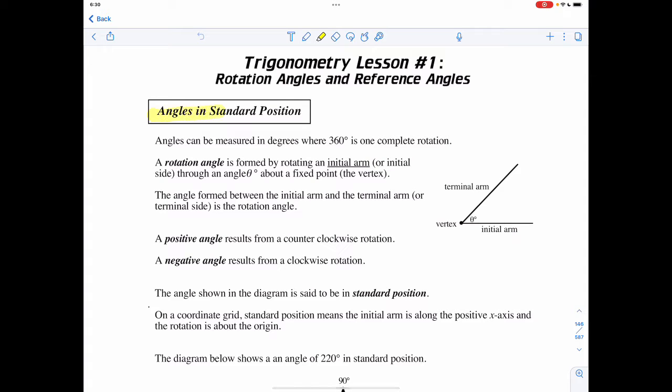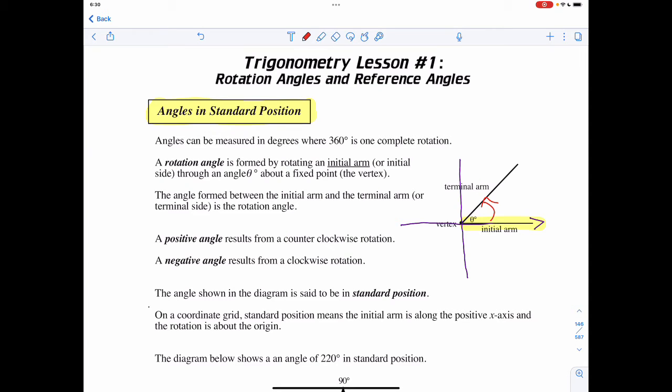We have angles in standard position. Anytime that I'm doing an angle in standard position, this would be fitting an angle on a grid where I have a y-axis, I have an x-axis, and then it is going to start on the positive values of the x-axis here, and it's going to rotate out from there.